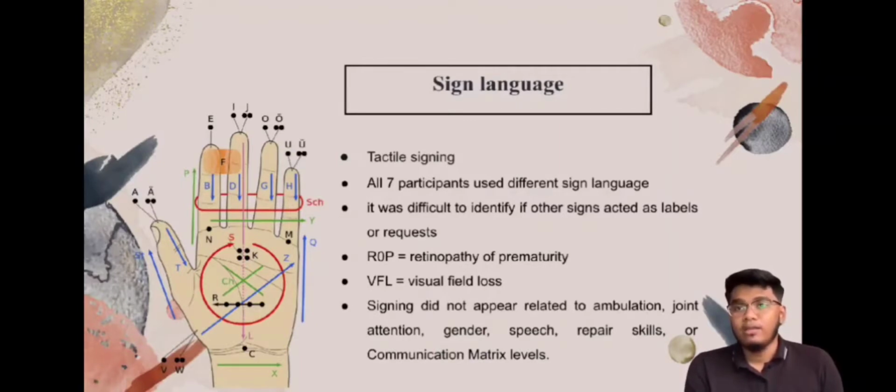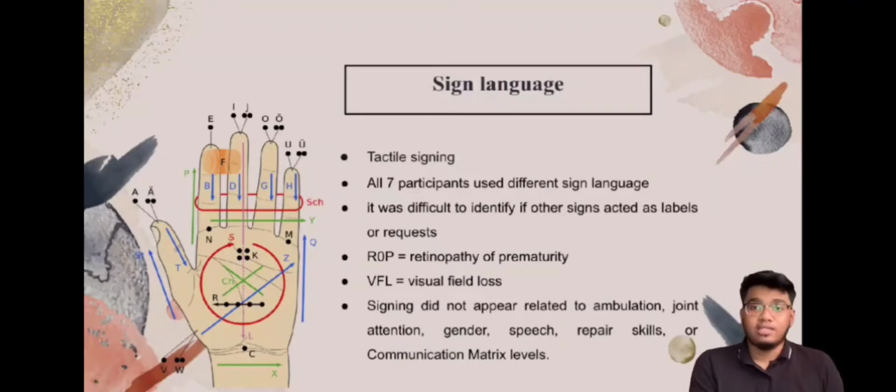So one of the main reasons is that they are affected by ROP. ROP stands for retinopathy of prematurity, and VFL stands for visual field loss. ROP is an eye disorder caused by abnormal blood vessel growth in the light-sensitive part of the eye, which is called the retina, of premature infants. This ROP generally affects infants born before 30 weeks of pregnancy.